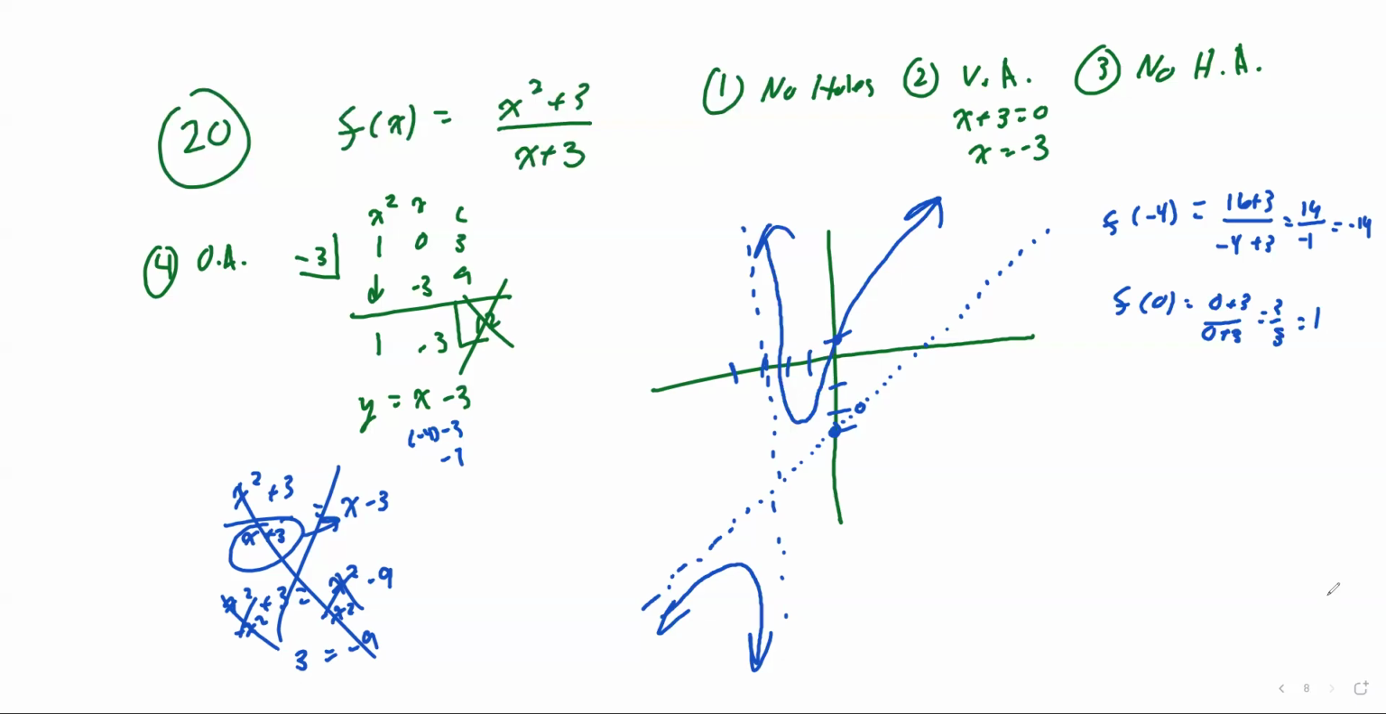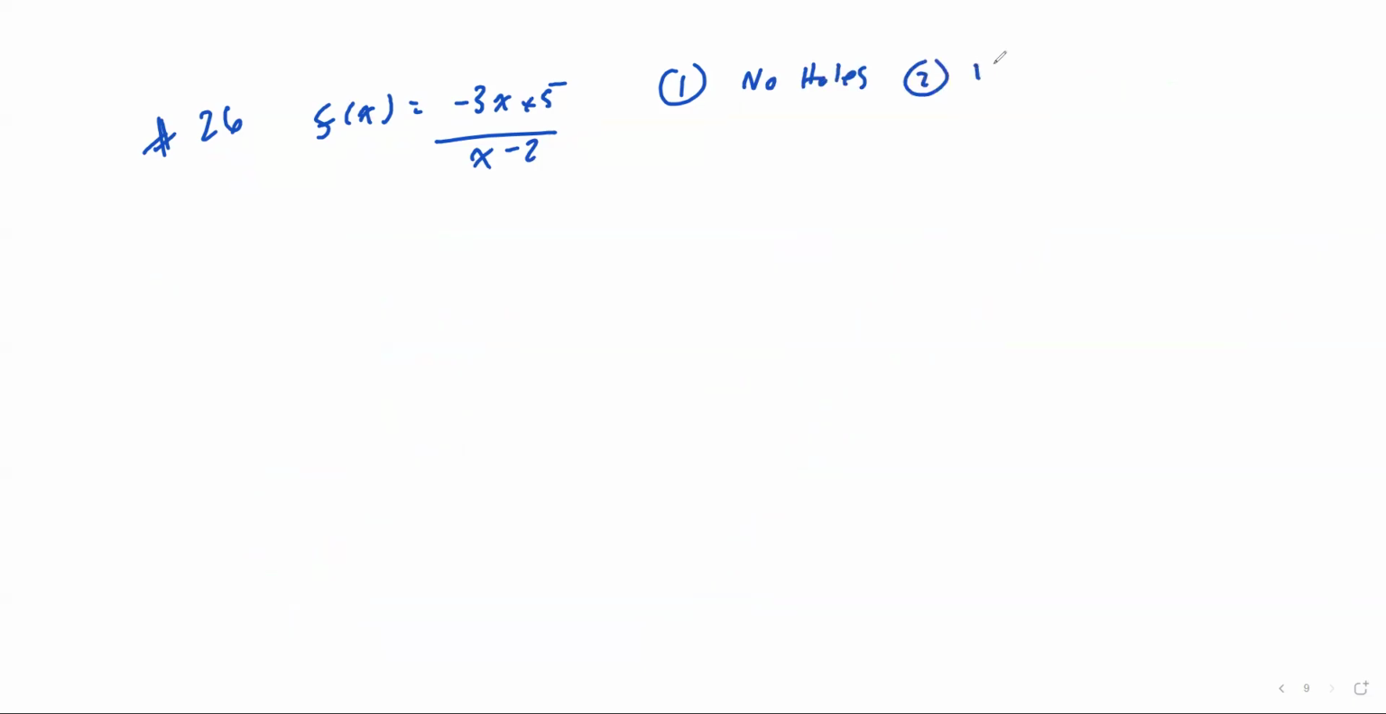All right, just one more of these type of questions, and then we'll talk about how to solve inequalities. So let's look at number 26, and it is f of x equals negative 3x plus 5 over x minus 2. I cannot factor anything, therefore I cannot cancel anything, so there are no holes. Vertical asymptote then would be x minus 2 equals 0, so that means it's x equals 2.